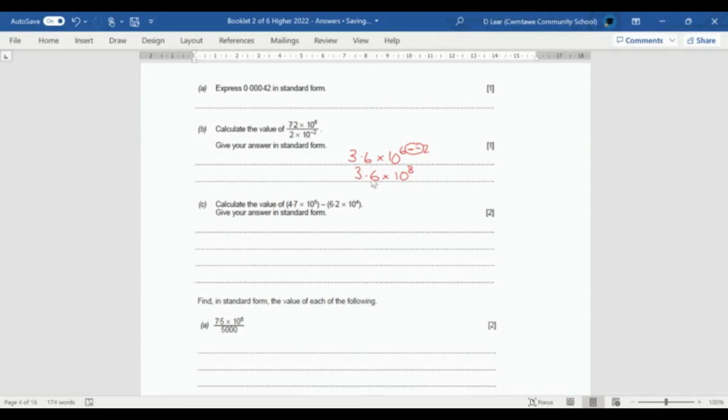However, what is nice here is 3.6 is in standard form. It's not something now that needs changing from that, so that would be the answer. So again, you try the rest of those.